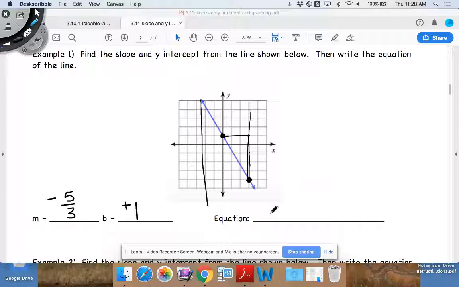So when I write the equation, I'm going to write y equals negative 5/3 x plus 1. Because all I really did was I substituted the m and the b where they went. That's how we got that. That's how I feel about that. Pretty chill. Okay.